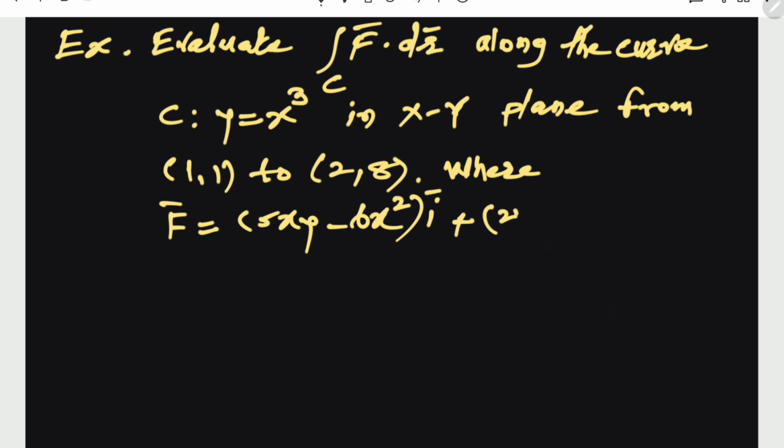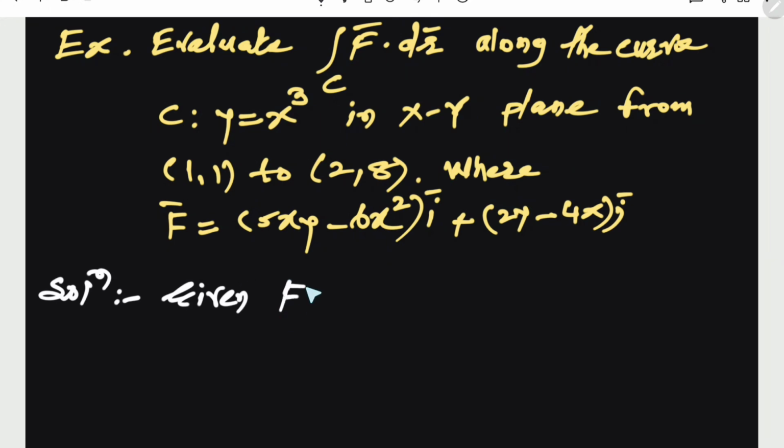5xy minus 6x square into i, plus the second component 2y minus 4x into j, and the third component is 0. Therefore, it is in the xy plane, having two components along i and along j.